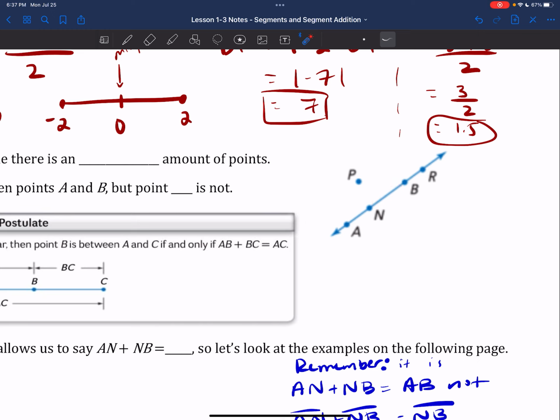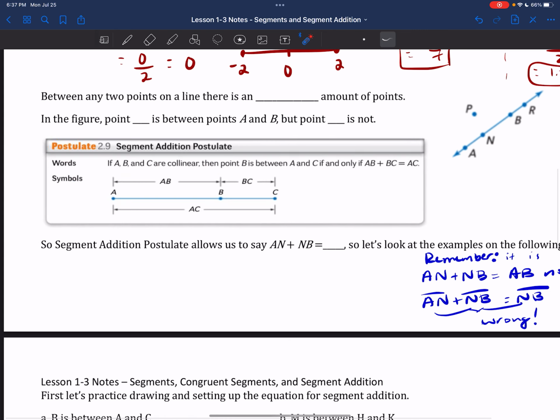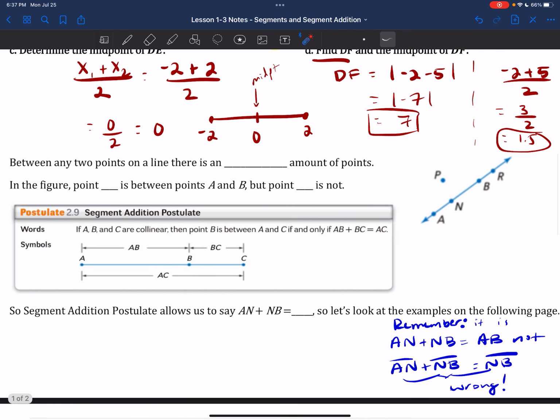Now remember, I said that a point is a location, and these two, N and B, those points are just sticking out, they're popping out at you. But don't be fooled, there's actually more points. There's actually an infinite amount of points between these 2 particular points here. So what can we say? It says between any 2 points on a line, there is an infinite amount of points.